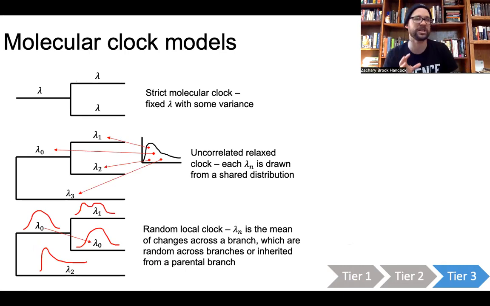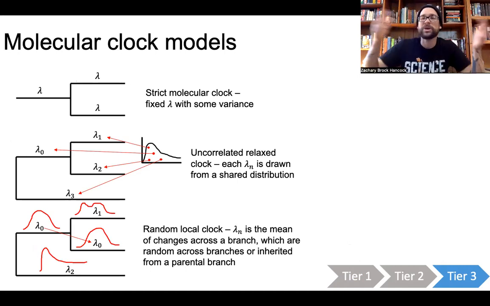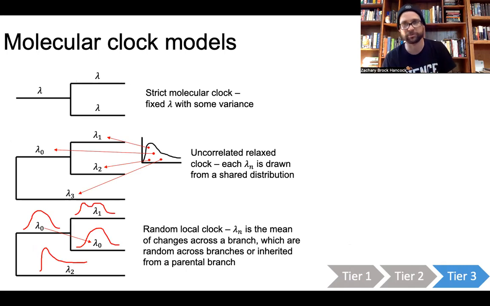Okay, the last thing that we really need to talk about are molecular clock models. Very often you will hear creationists, and even a lot of non-phylogeneticists, make statements like, oh, we assume a strict molecular clock. We very rarely ever assume a strict molecular clock. There are many different kinds of clocks, and I just want to introduce you to a couple of them here.